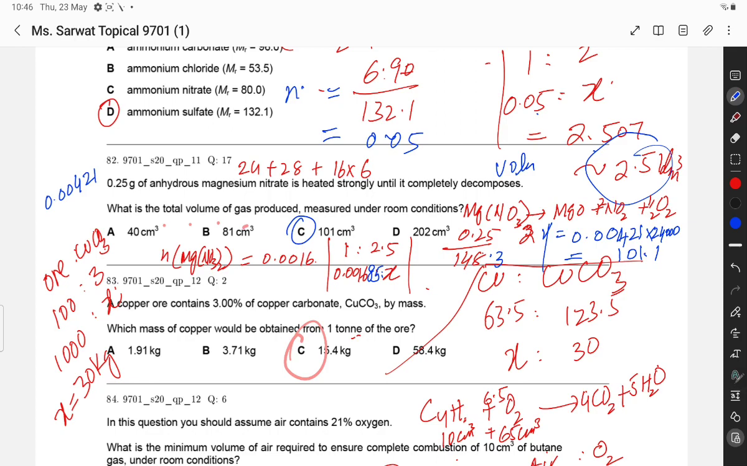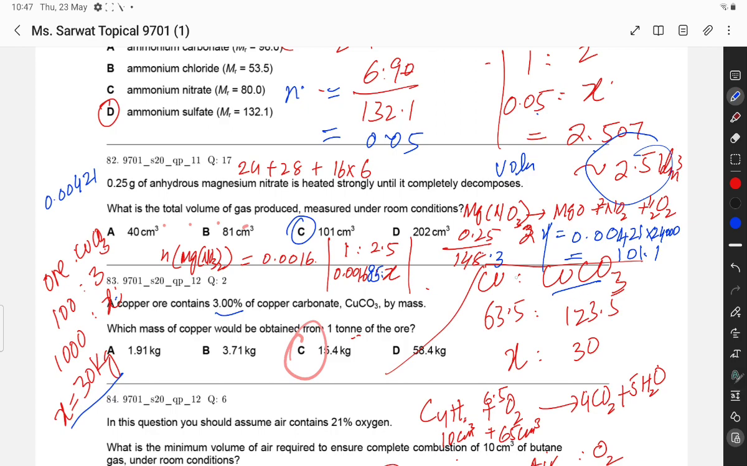So next question is, a copper ore contains 3% of copper carbonate by mass. Which mass of copper would be obtained from 1 ton of the ore? We know that this is the Mr of the copper carbonate. In 100 of ore, 3% copper carbonate is there, so in 1000 kg, 1 ton, the ratio gives x, this is 30 kilogram.